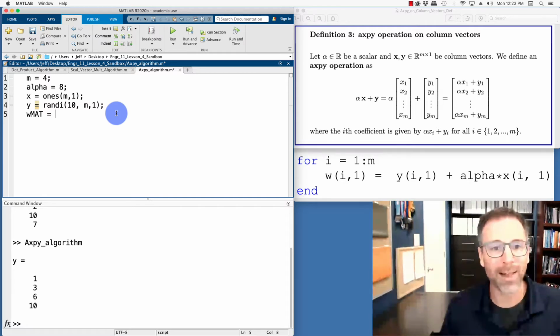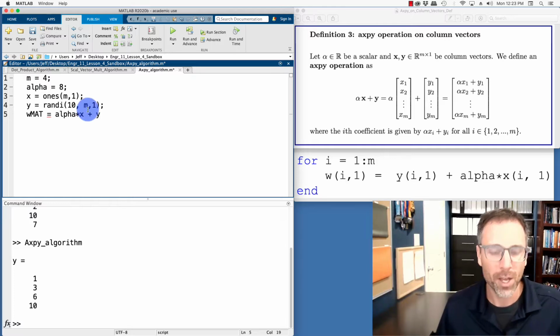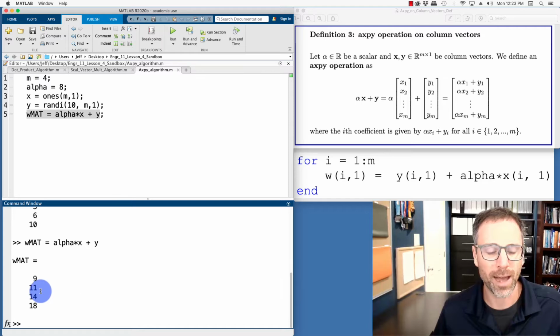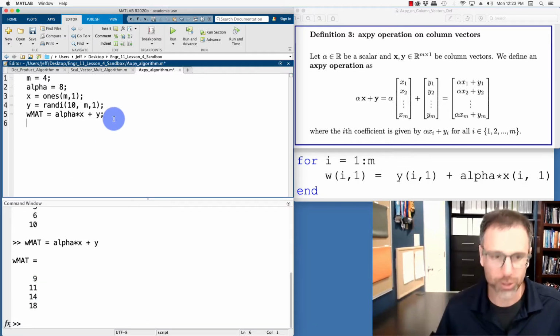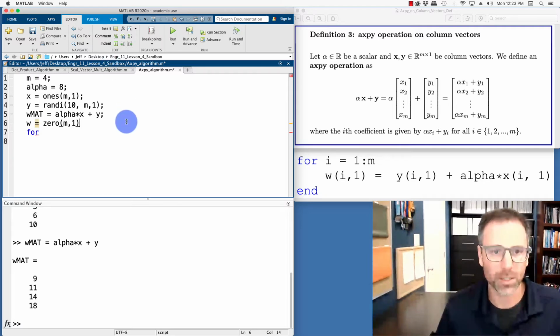Let's do the one that MATLAB would do first. So MATLAB, I'm going to take alpha times x plus y. So this is MATLAB code that produces the axpy operation. And then what we want to do is implement an algorithm where we overwrite previous values of w with new values of w. Here we're going to initialize w to be all zeros.